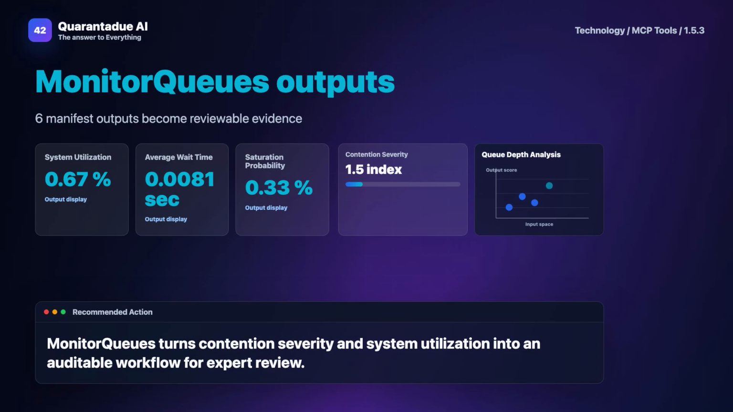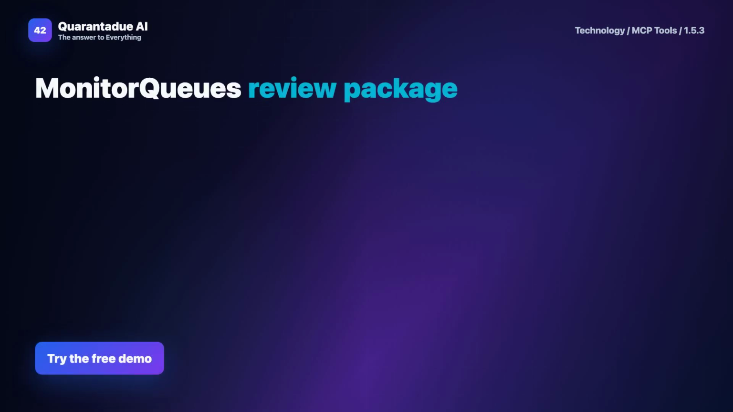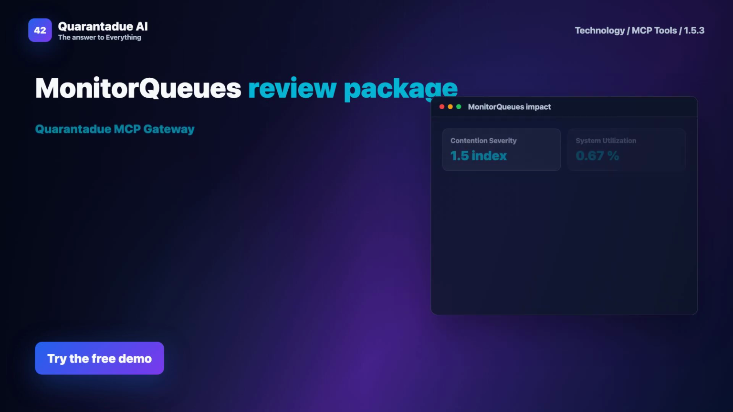Monitor queues returns structured outputs such as contention severity, system utilization, average wait time, saturation probability, and queue depth analysis. These outputs are designed to support review, reporting, comparison, and follow-up actions.